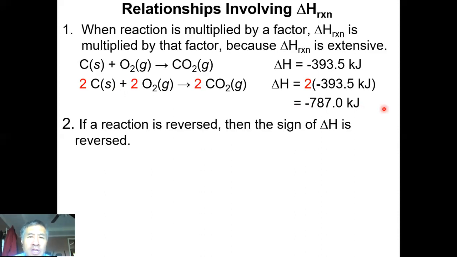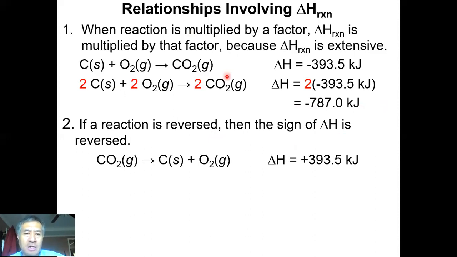The second relationship is: if a reaction is reversed, then the sign of delta H is reversed. One example is, again, the last example. If we write C and O2 gas as reactants and CO2 as the product, our delta H is negative 393.5. If we reverse the way it is written, with CO2 as the reactant and C and O2 as the products, then the delta H sign is reversed. The number is the same, still 393.5, but the sign changed from negative to positive.